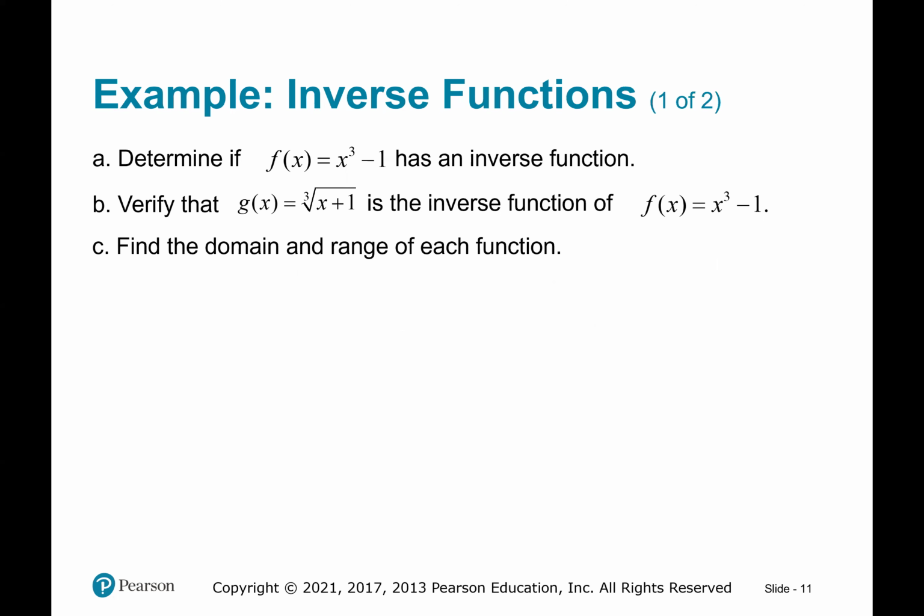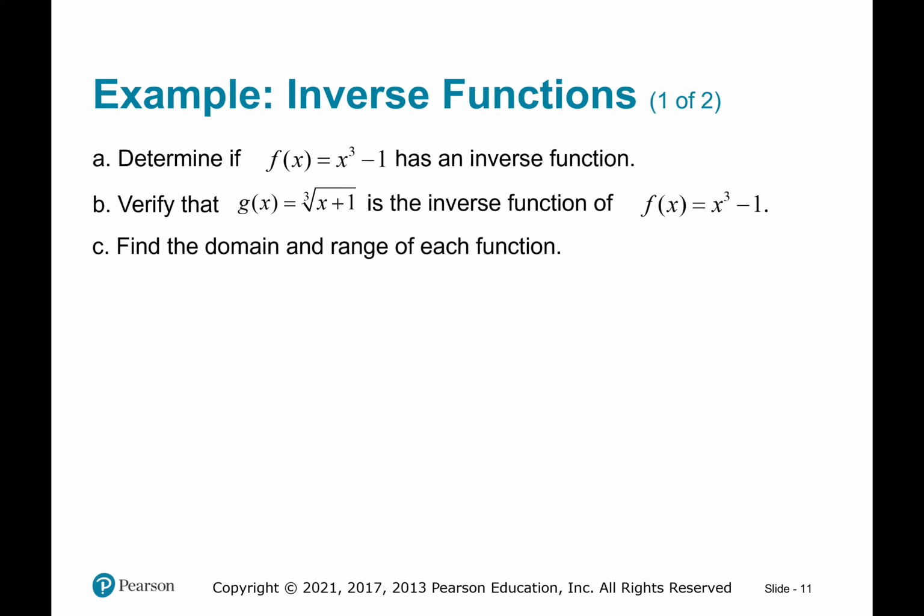All right. How do I know if it has an inverse or not? I know it has an inverse if it's 1 to 1. I know it's 1 to 1 if it passes the horizontal line test. So I've already graphed this. F of x equals x to the third minus 1 is 1 to 1, so it has an inverse.